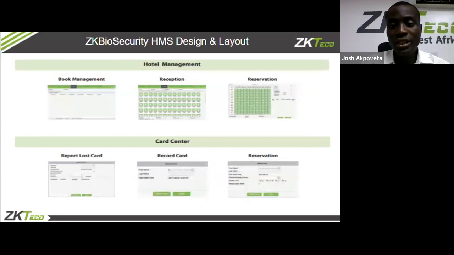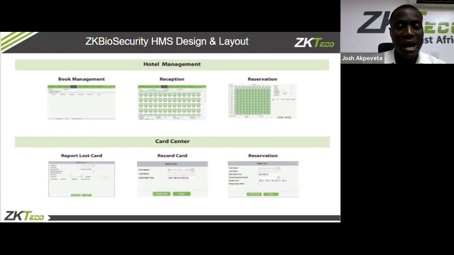Still on the user interface and design layout, at the top, hotel management, you have the category column where you manage booking. You can also have the reception unit where you see what happened at the reception. So at the reception, you have a lounge, you have a coffee shop, you have a bar. This can be managed from the reception unit. And you have a section that manages reservation. This is where you see a hotel room that is free or booked. This can be managed from the reservation section of your ZK Biosecurity HMS solution.